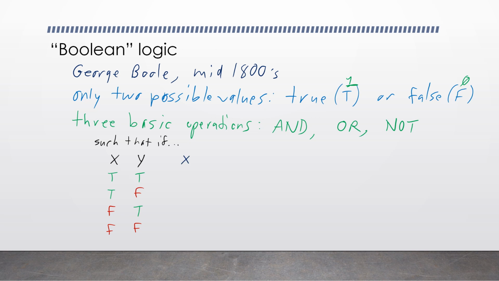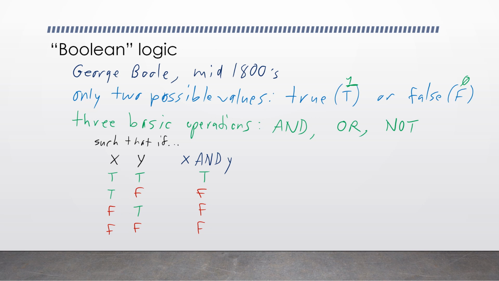So if we checked X and Y, that's only true if both X and Y are true. So the only situation where X and Y are both true is this first one. So this is a true result. But in the second one, only one is true. In the third one, only one is true. And in the fourth one, they're both false. So all of these values evaluate to false.